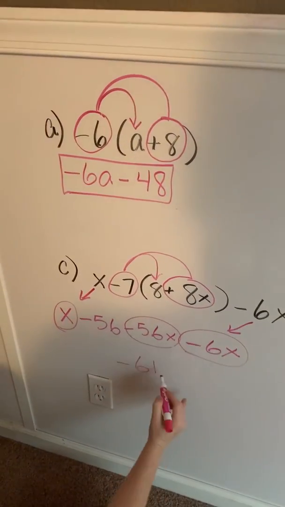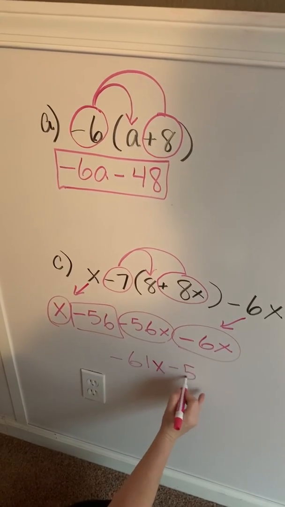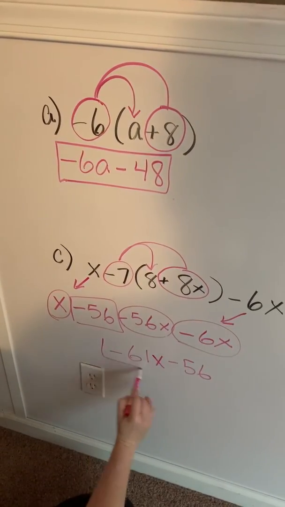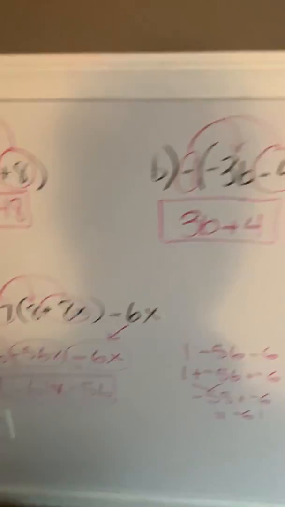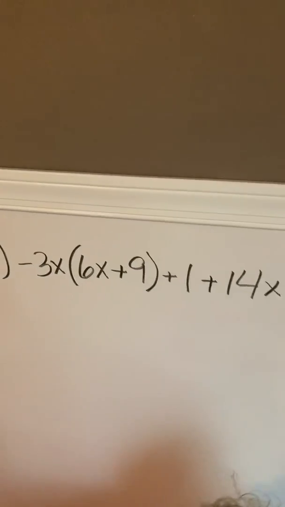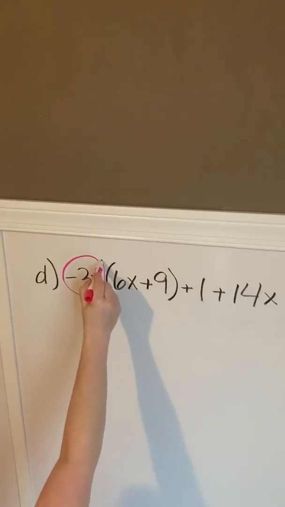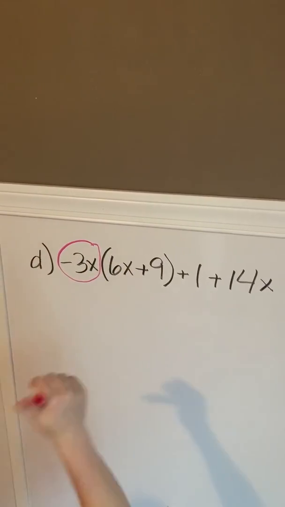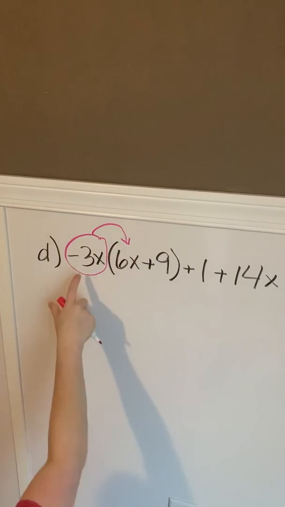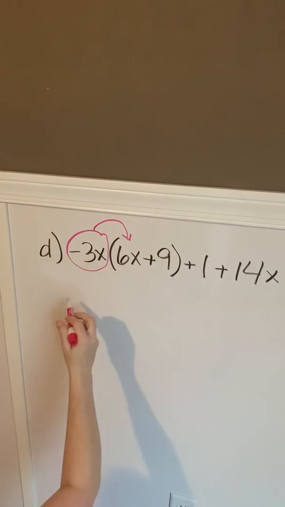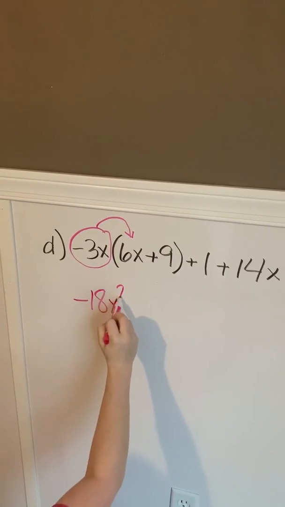So then pull our x down. And then I have minus 56. So I can't combine. So that's it. Okay, last one. All right, guys. This time we're multiplying a term that has a variable in it. Negative 3x times a positive 6x. Negative 3 times 6 is negative 18. x times x is x squared.